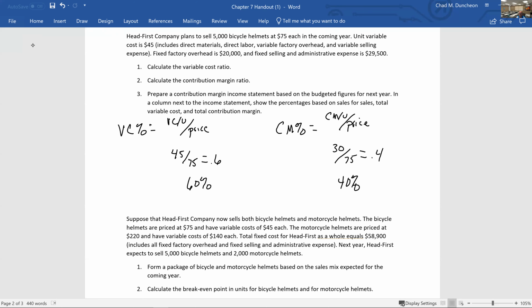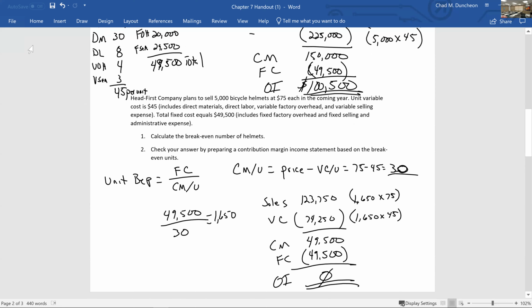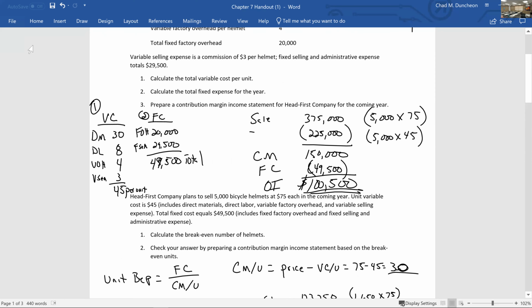The third part here says, prepare an income statement based on the budgeted figures. In the column next to it, show percentages based on sales. Well, let's just look. We don't have to redo it. Let's go back to number 1 here, because we're working the same problem over and over again. I don't know why the variable cost was left out there. If we were to take the variable cost, the 225,000, and divide it by the 375,000, we would find 60% of our sales are there. If we took the 150 divided by the 375, we would find that 40% of our sales are in our contribution margin.